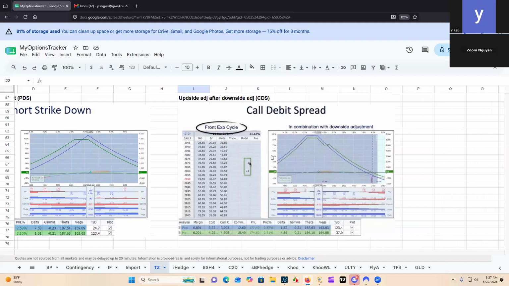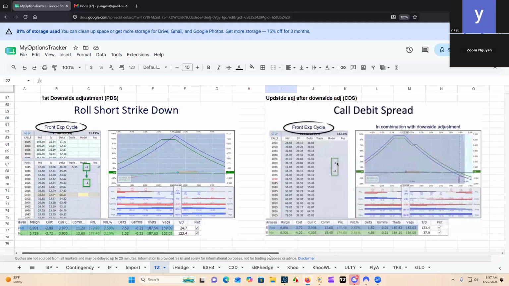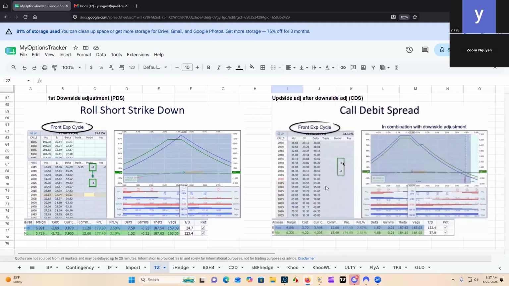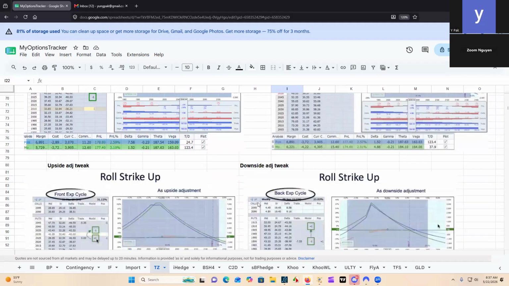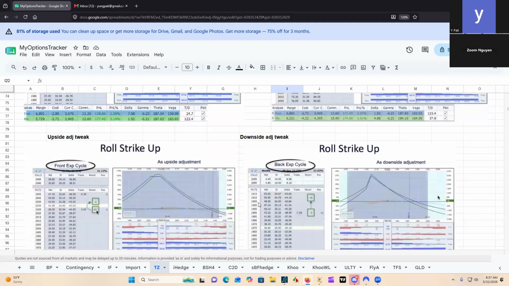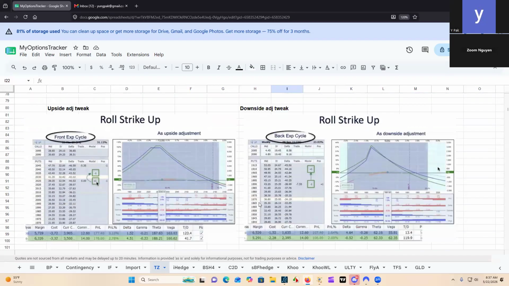So it's like a combination type trade. You put on this and this, downside and upside adjustment at the same time. But I usually don't do this upside adjustment unless I really think it's going to bounce. But it's up to you. And then there's other things you can do, like little tweaks, as I call them.